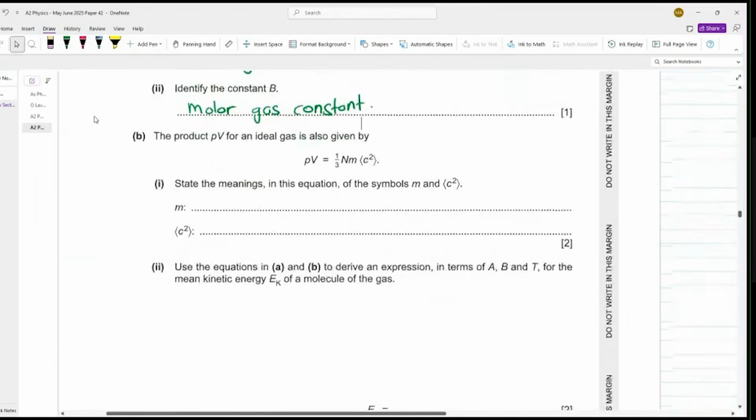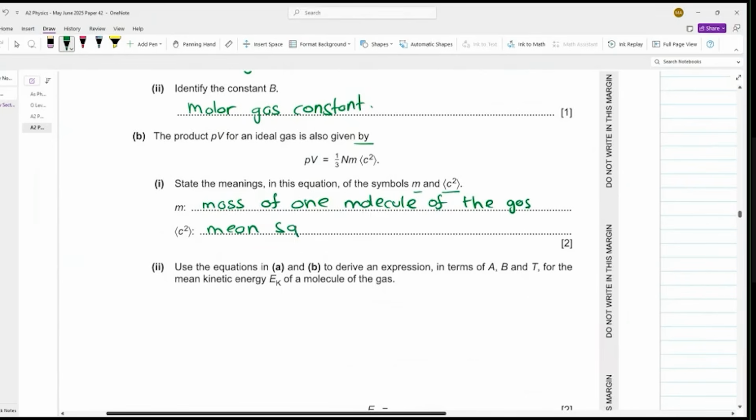The product PV for an ideal gas is also given by this equation. State the meaning in this equation of the symbol m and c square. What is the meaning of m? It is the mass of one molecule of an ideal gas. It is the mass of one molecule of the gas. What is c square? c square is the mean square speed of gas molecules.